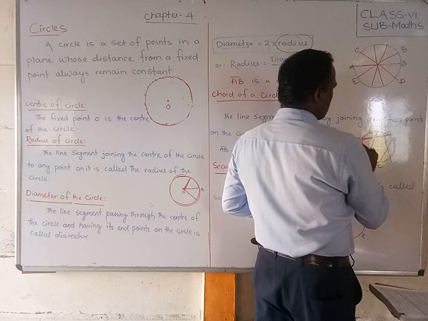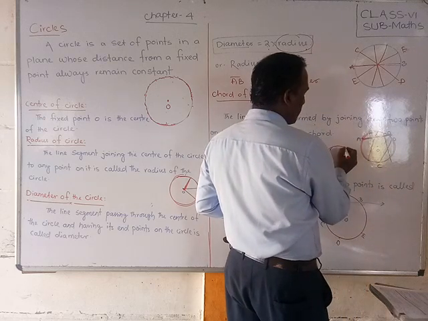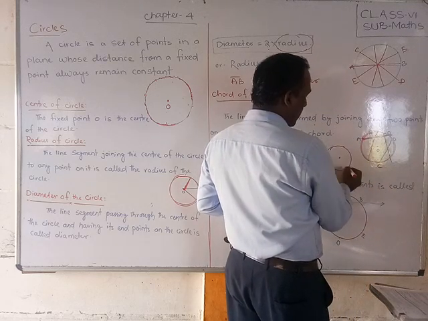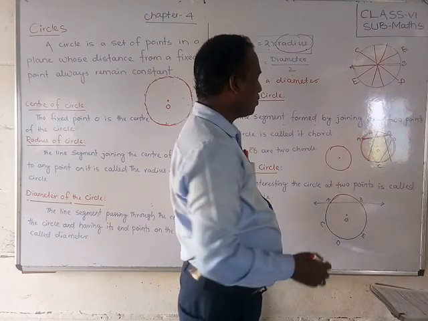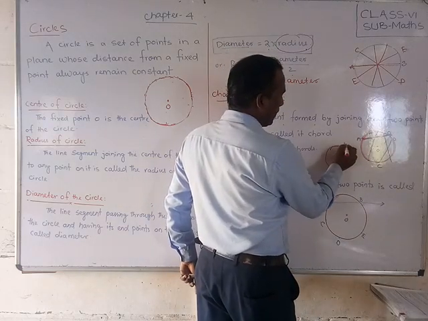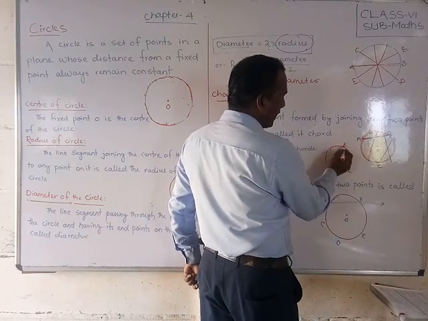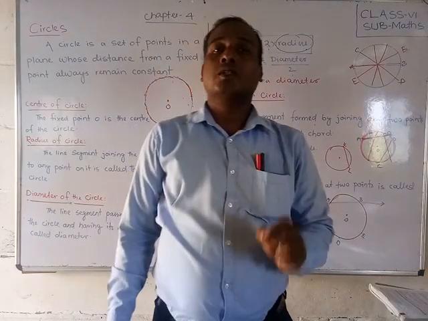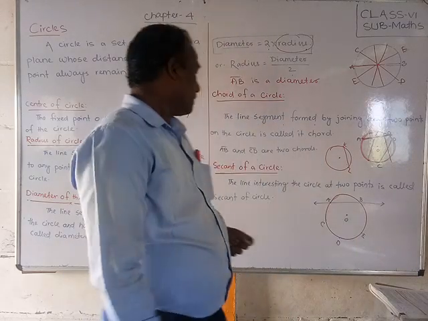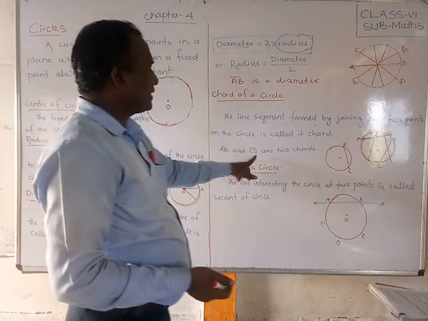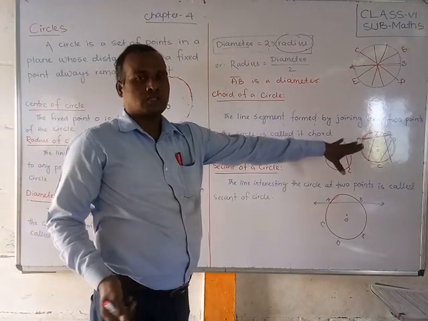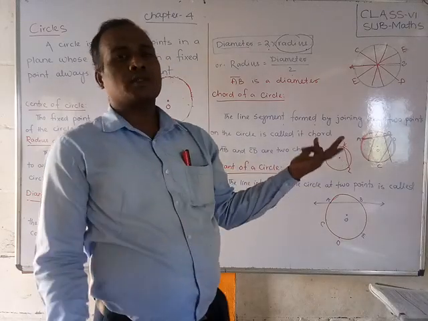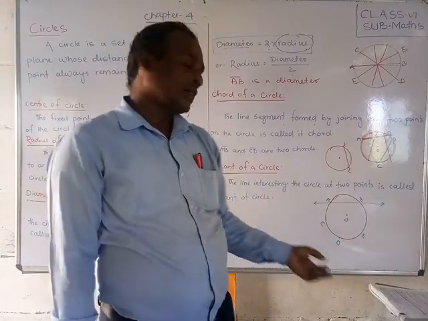Any 2 points. If this is one circle, and this is the center of the circle, I will mark 2 points here. Any 2 points I am telling. Suppose this is K, this is L. If K and L are joined, this KL is called a chord of the circle. Next friends, this AB and CD are 2 chords. I have just drawn; infinite numbers can also be drawn on a circle.